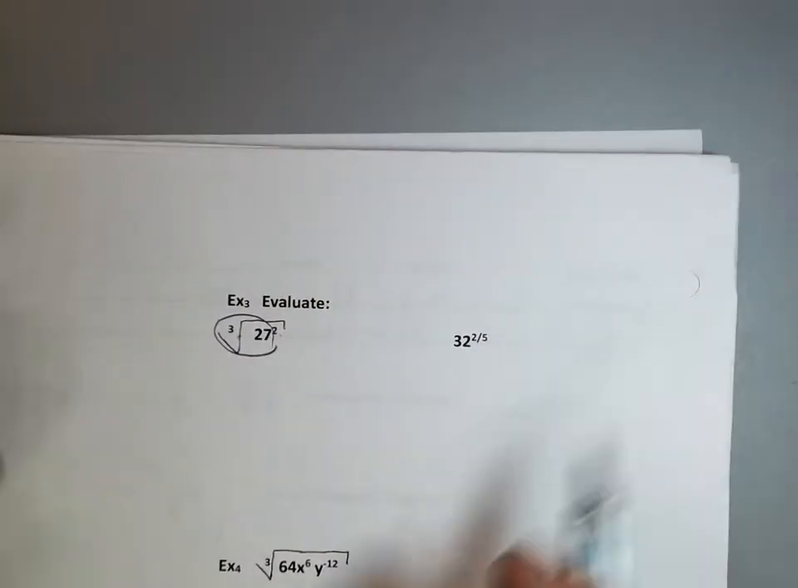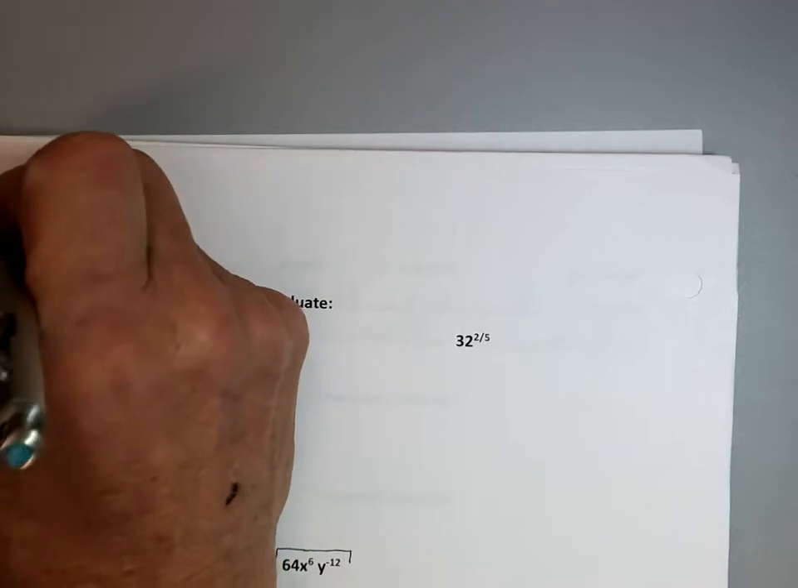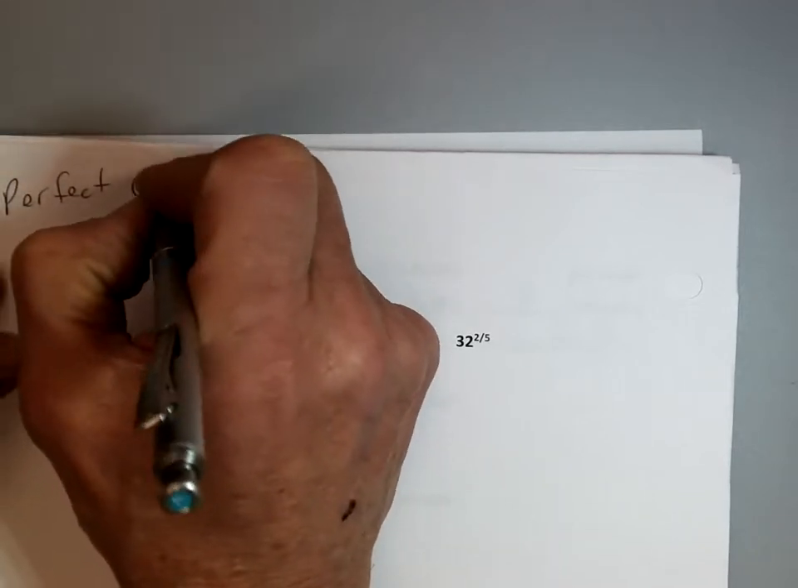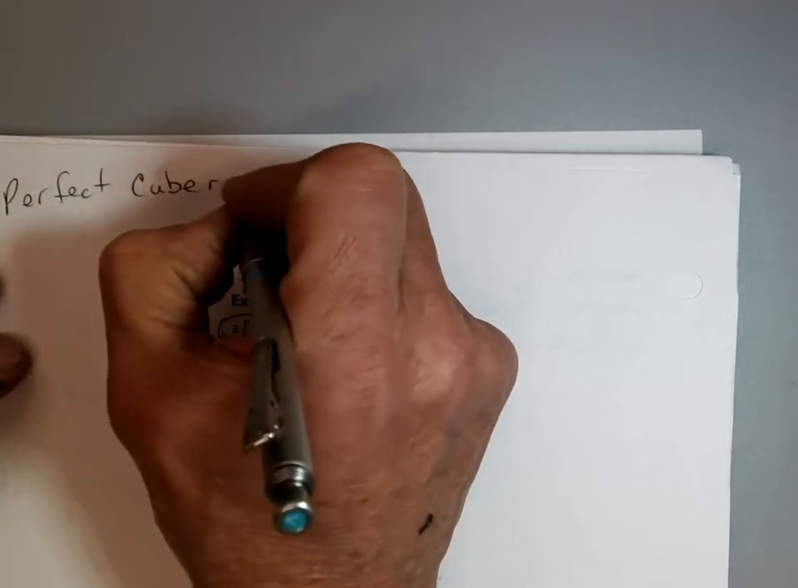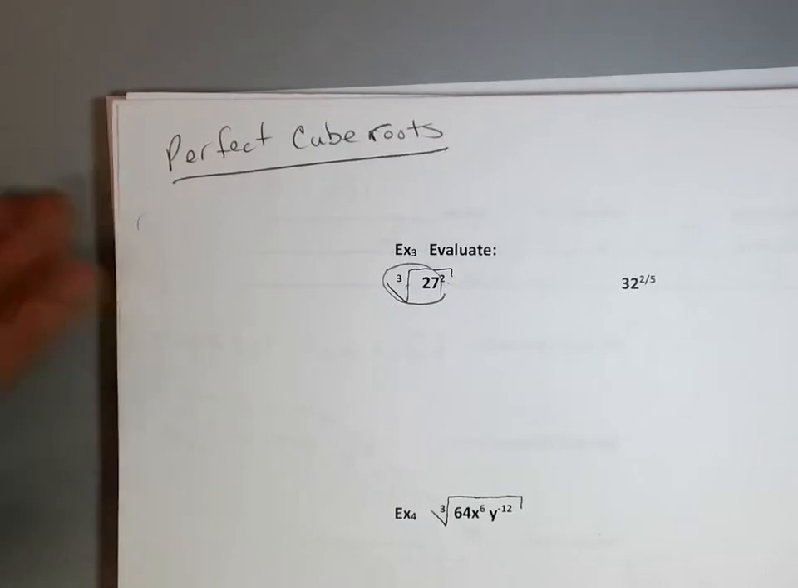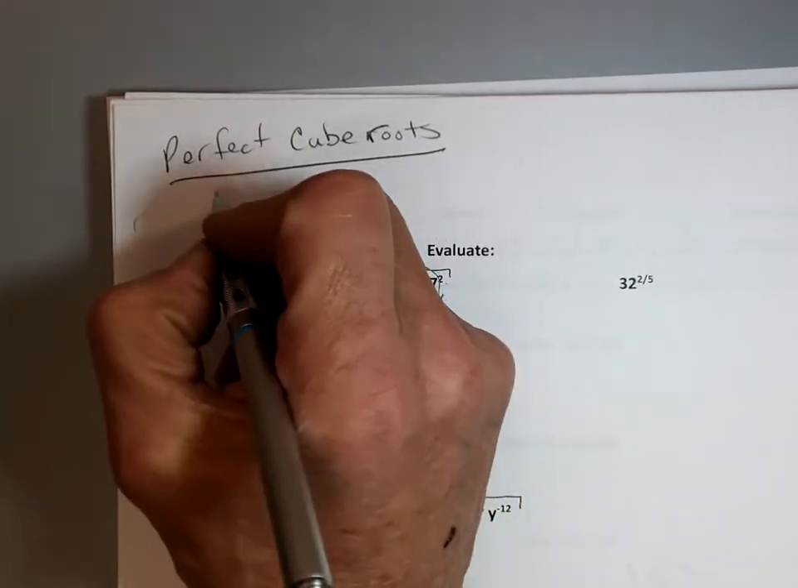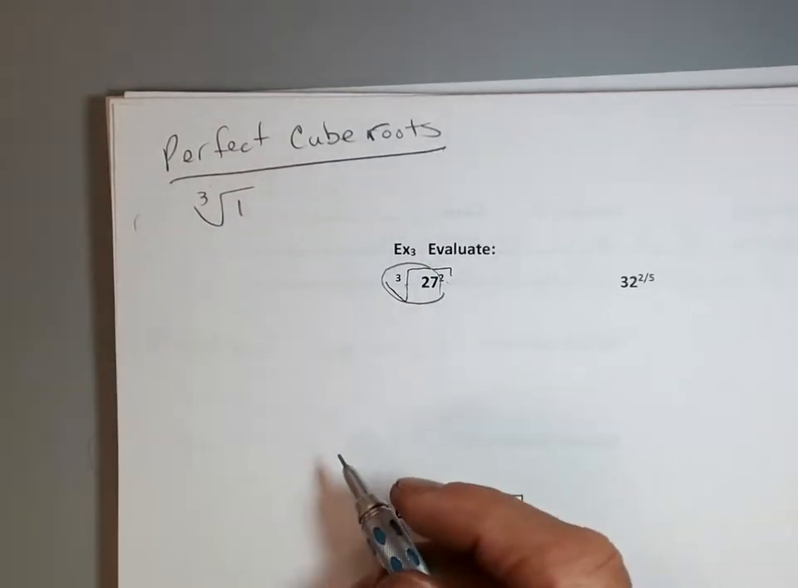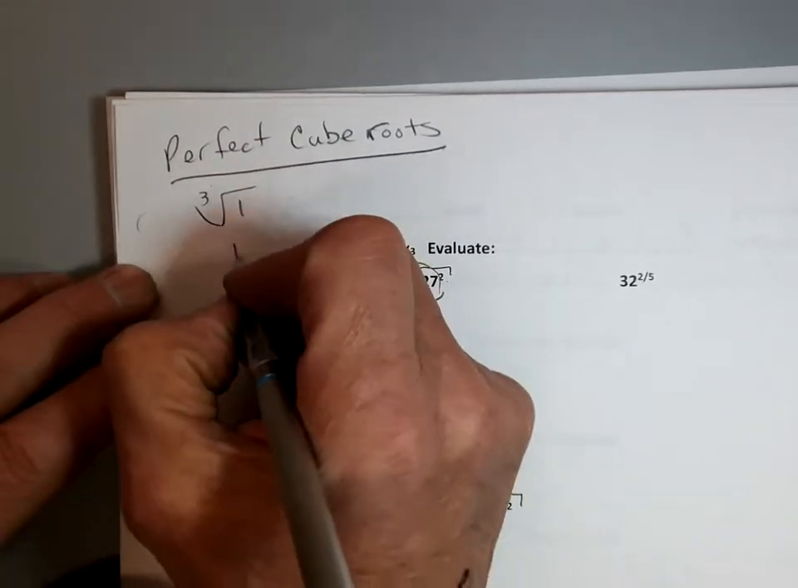There's a few I want you to write down. Let's write all the perfect cube roots. Let's write them down because this will help us, okay? All right, 1 is a perfect cube root because the cube root of 1 is? 1. Okay, that's easy, right?